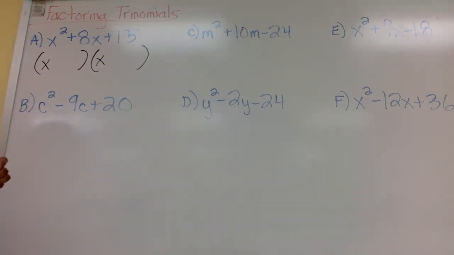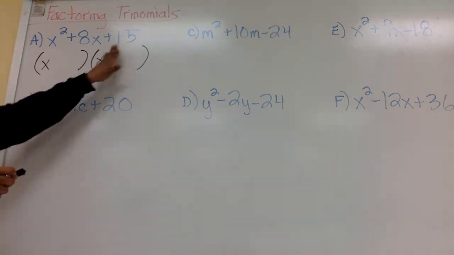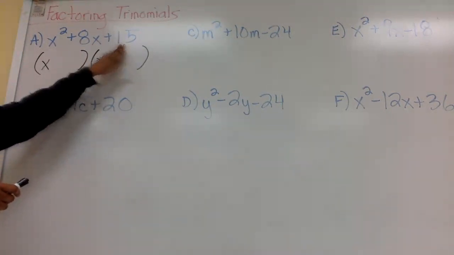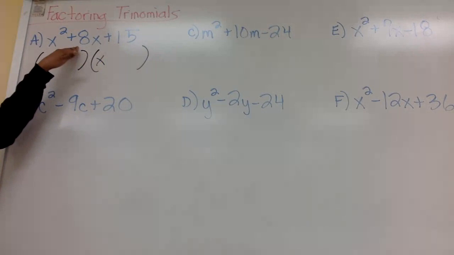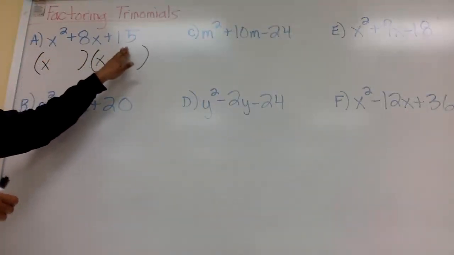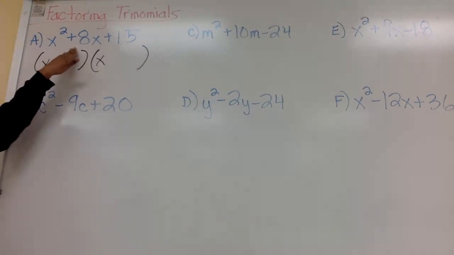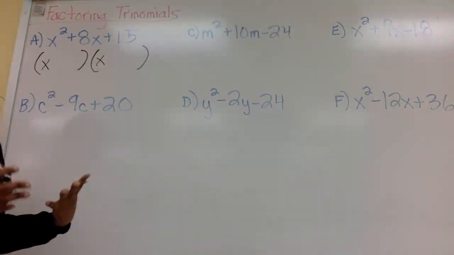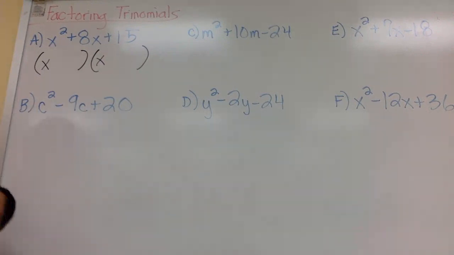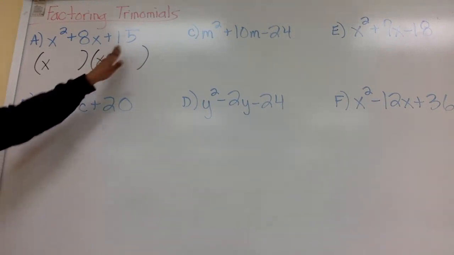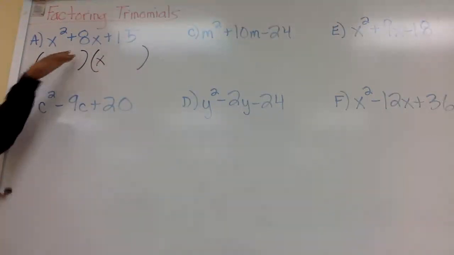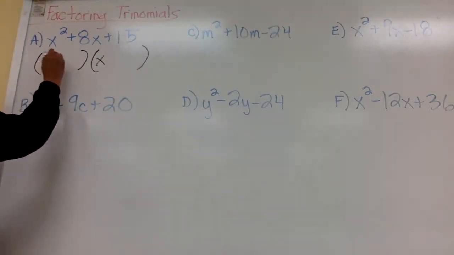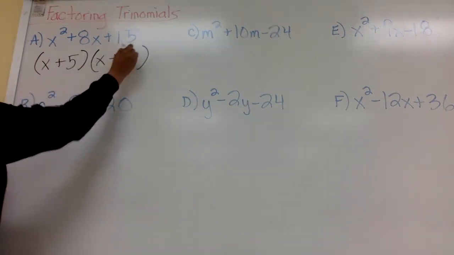Now we need to think of two numbers that multiply to give me positive 15, add to give me positive 8. So again, it has to multiply to give me positive 15, add to give us positive 8. So if you need to brush up on multiplication facts or things like that, feel free to do that because factoring is just doing the multiplication backwards. So again, two numbers that multiply to give me positive 15, add to give me 8. Those two numbers are 5 and 3.